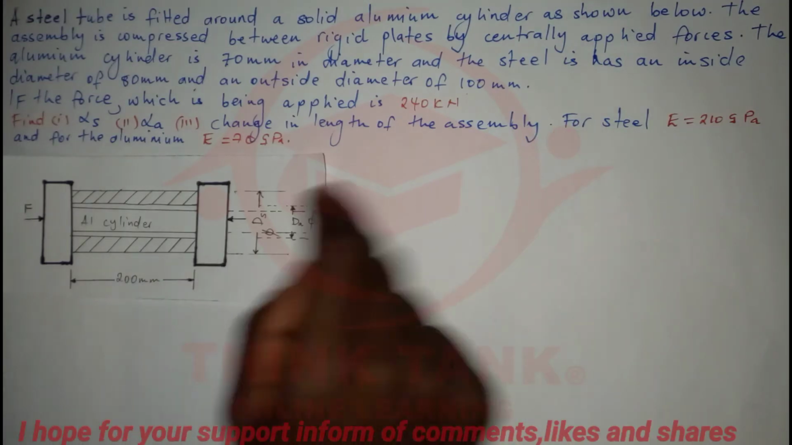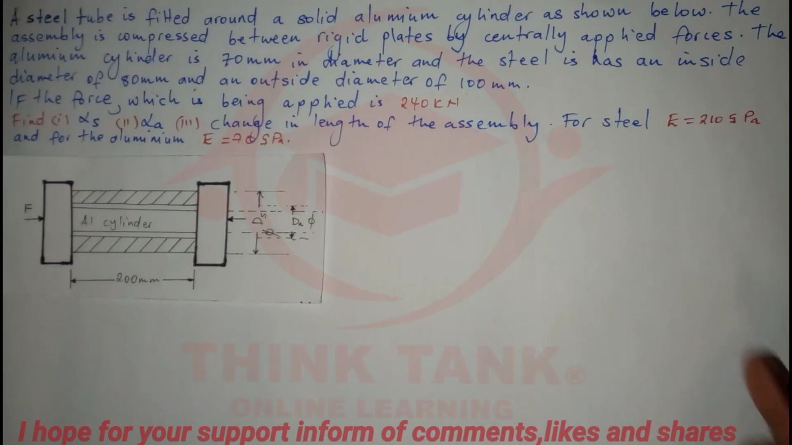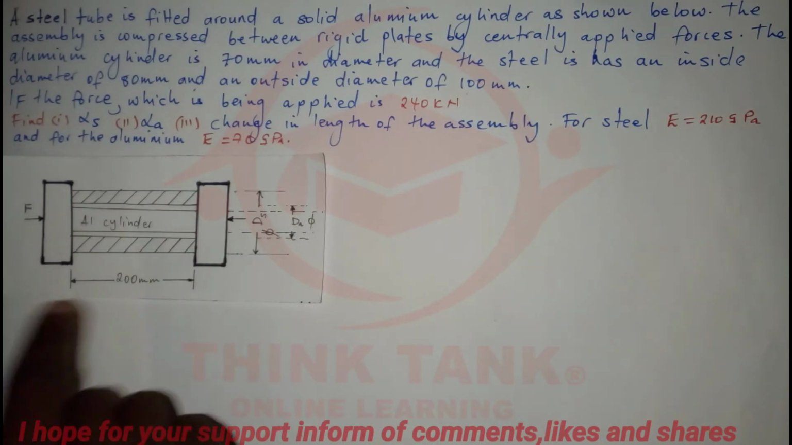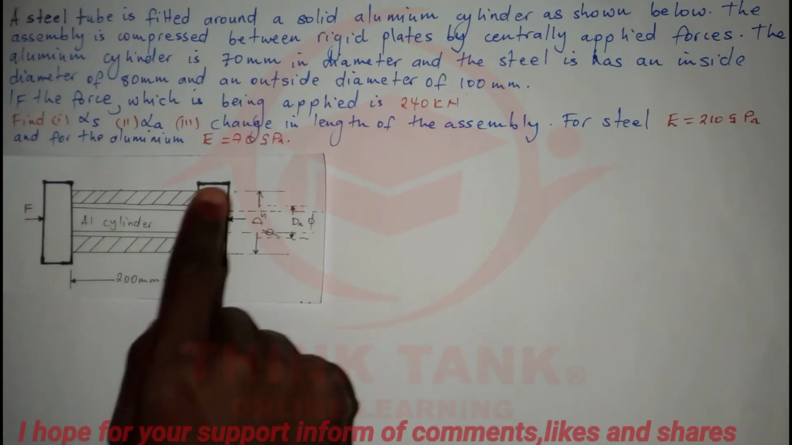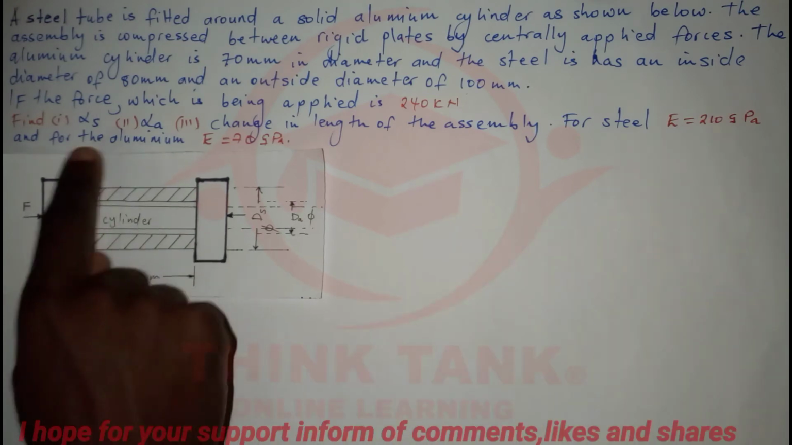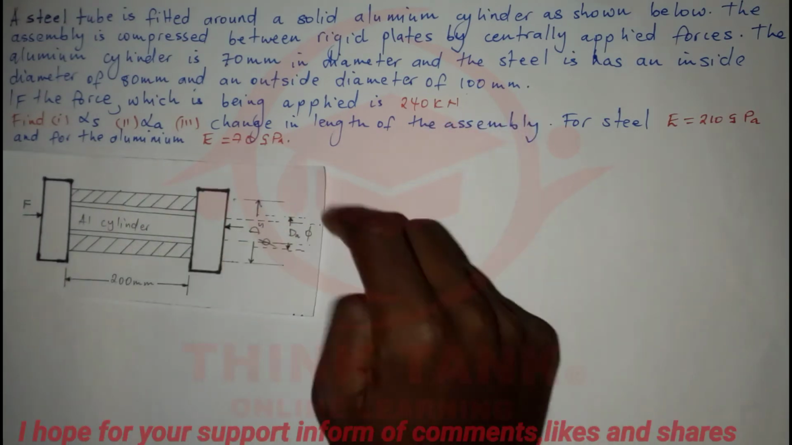So this is the diagram. The assembly is compressed between rigid plates by central applied forces. We're going to see F here and F here, the compressive forces. The aluminum cylinder is 70 millimeters in diameter, and the steel has an inside diameter of 80 millimeters and an outside diameter of 100 millimeters.